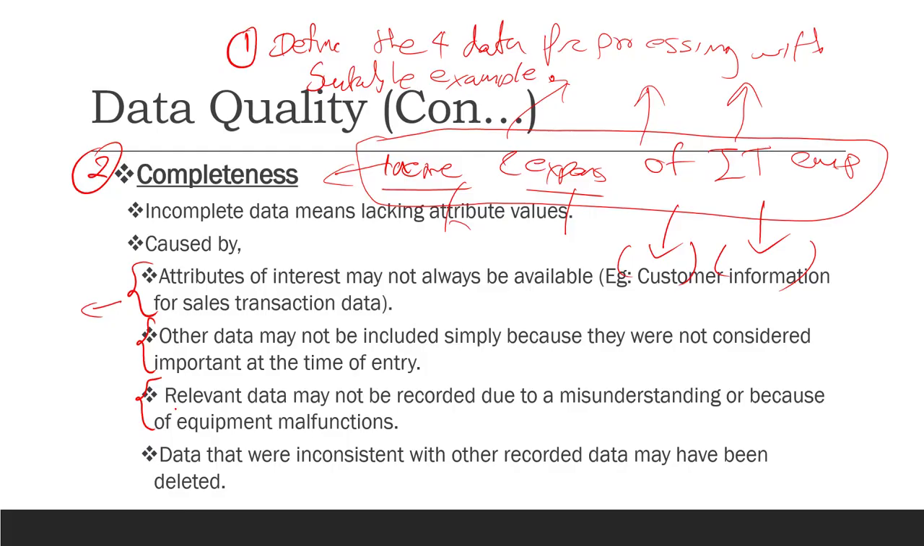Because of that, you get incomplete data. After a few months, you realize, oh, we need this parameter as well. But at that time, you have already collected the data. So that is also a cause of incomplete data. Okay, the last one.